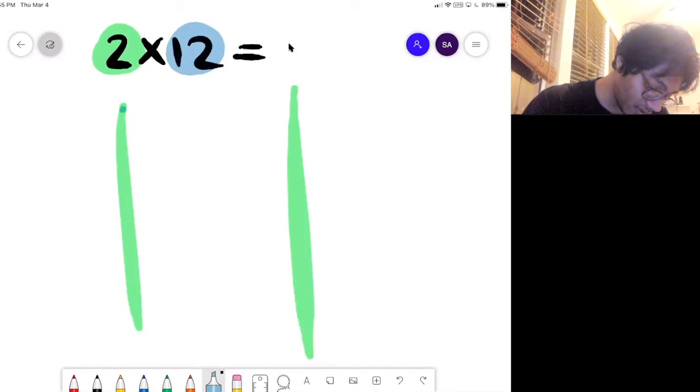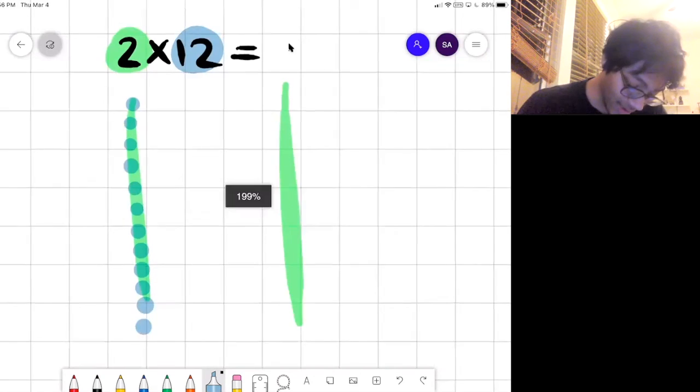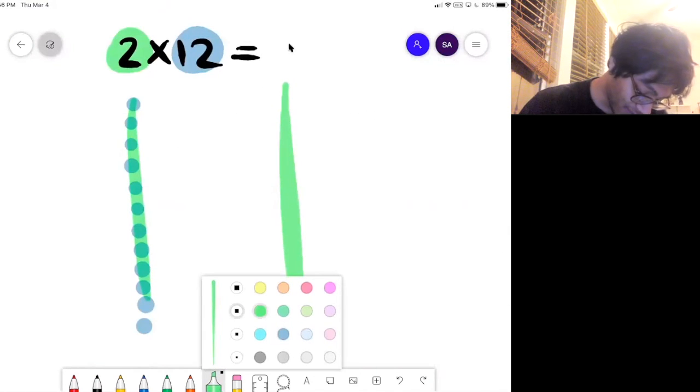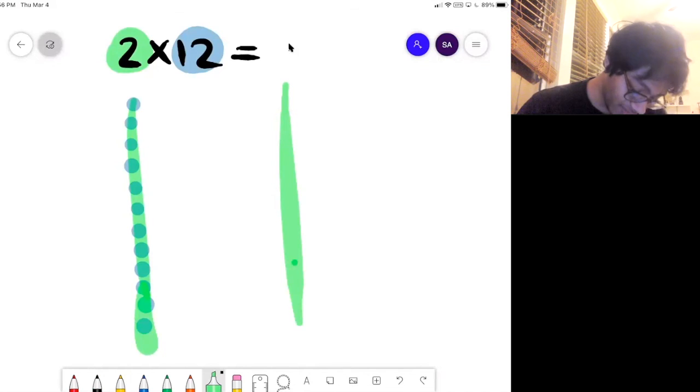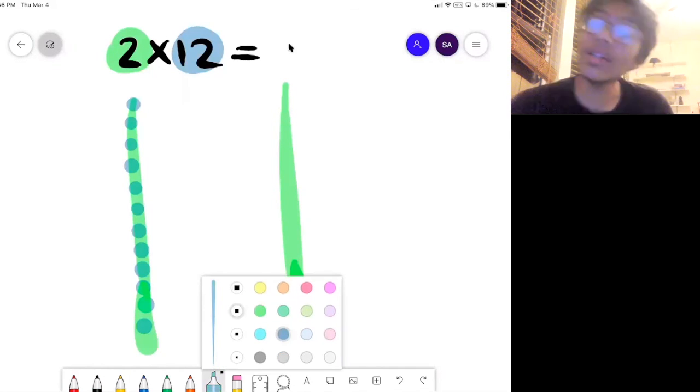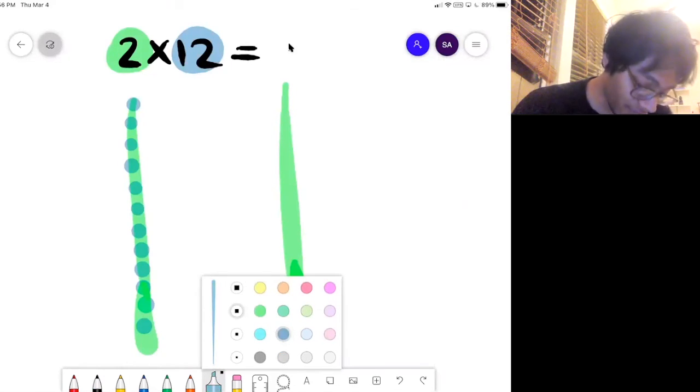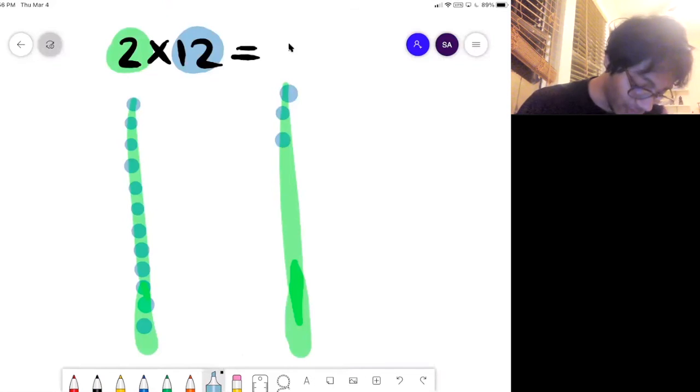So 1, 2, 3, 4, 5, 6, 7, 8, 9, 10, 11, 12. Wow, those are a lot of dots, by the way. Let me actually make my column bigger. And in the other column, I also have 12 dots. So I have 1, 2, 3, 4, 5, 6, 7, 8, 9, 10, 11, 12.